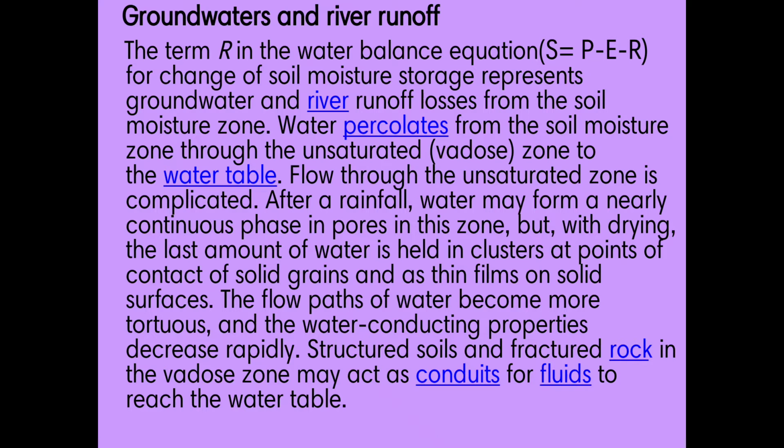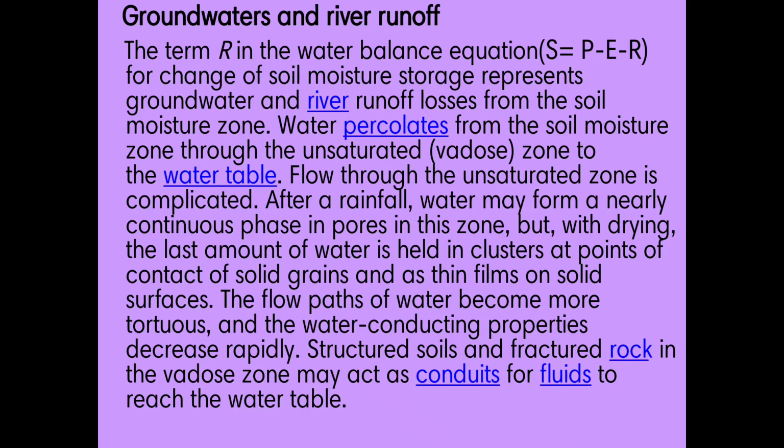The term R in the water balance equation ΔS = P − E − R. इस इक्वेशन के अंदर term R for change of soil moisture storage represents groundwater and river runoff losses from the soil moisture zone. Water percolates from the soil moisture zone through the unsaturated zone to the water table.